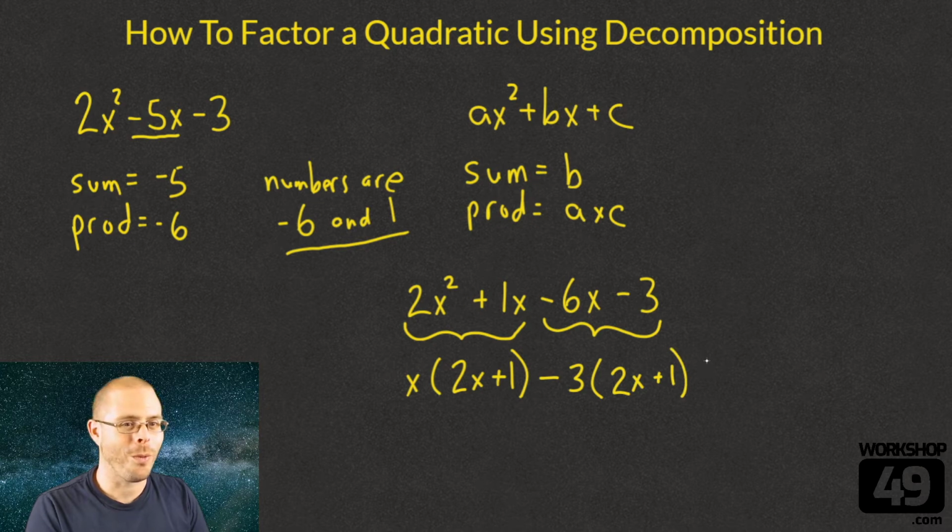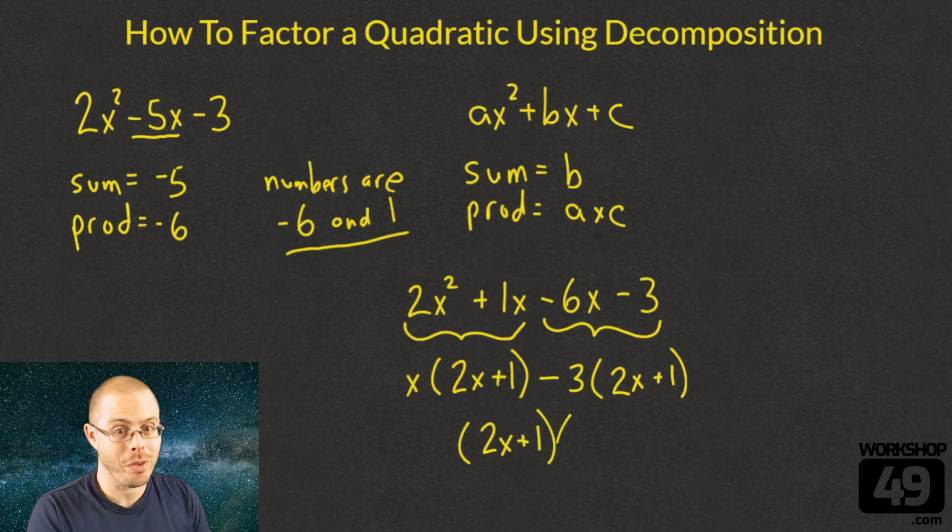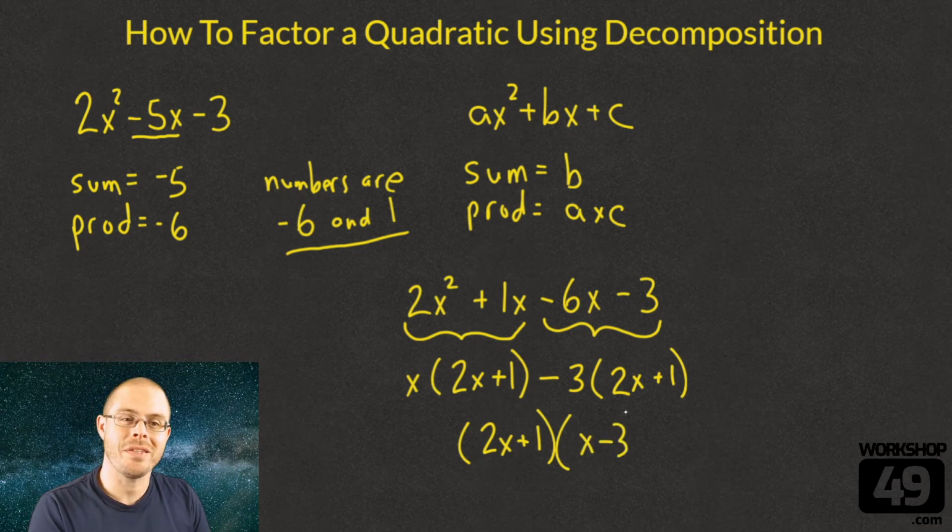And oh, I like the looks of that. We got the same number twice. And you'll know right away if you did this correct. We can then factor out that term that we just got twice, leaving us with a 2x plus 1, because they both have a 2x plus 1, multiplied by whatever is left over. In this case, an x minus 3. And just like that, happy face, we were able to factor this quadratic using a modified sum and product rule decomposition.